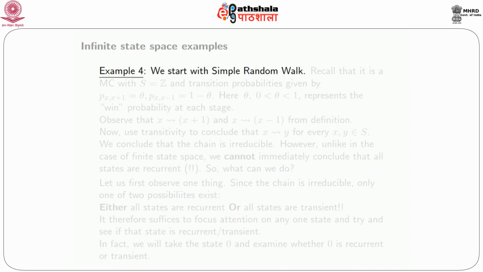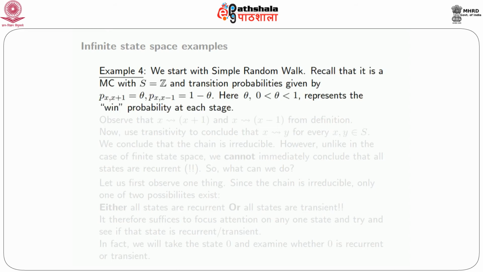So we will look at some infinite state space examples to see how to decide on recurrence and transience of states. Here, as already pointed out, there is no general algorithm, so each particular example would have its own technique. So it's important to understand these examples and particularly the techniques used in each example. So we start with the simple random walk because that's one of the simplest ones to examine.